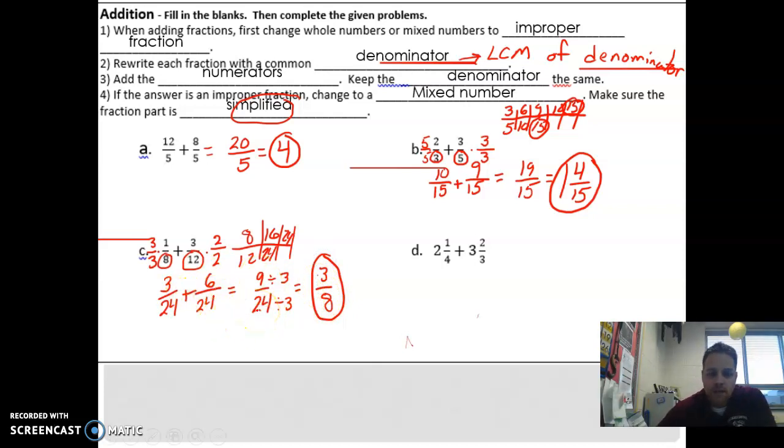Okay? The last one here is just a little bit different. So notice up here, when adding fractions, first change whole numbers or mixed numbers to improper fractions. So the first thing we need to do is change this. So we're going to do 4 times 2 is 8. Plus 1 is 9/4. 3 times 3 is 9. Plus 2 is 11/3.